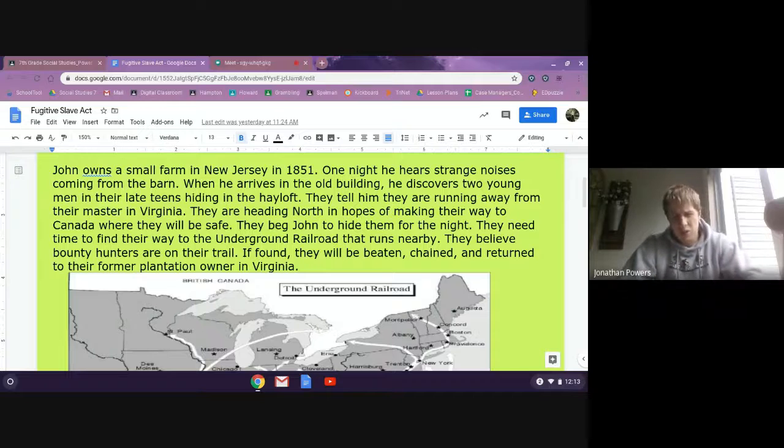And again, sectionalism. Remember, we have the North and we have the South. Northerners are pretty much mostly against slavery, the horrible practices of it. So this Northerner, John, knows that if these guys are turned over to bounty hunters, or even if they're caught by the bounty hunters who they feel are chasing them, it's not going to turn out so good for anybody. So he has this really difficult decision to make.